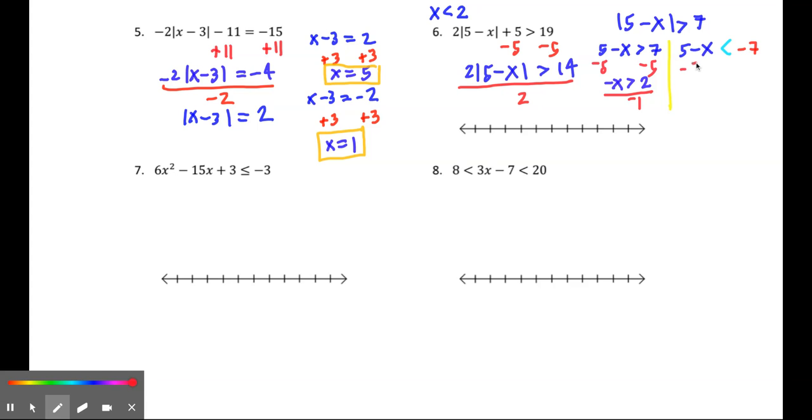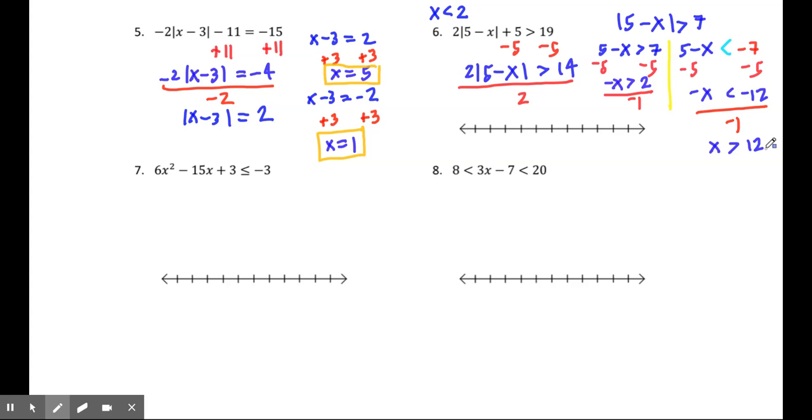So then we subtract 5, and we get negative x is less than negative 12. And then you divide by negative 1, and that causes it to flip the sign. So it's x is greater than positive 12. And then you just plot them on the number line.